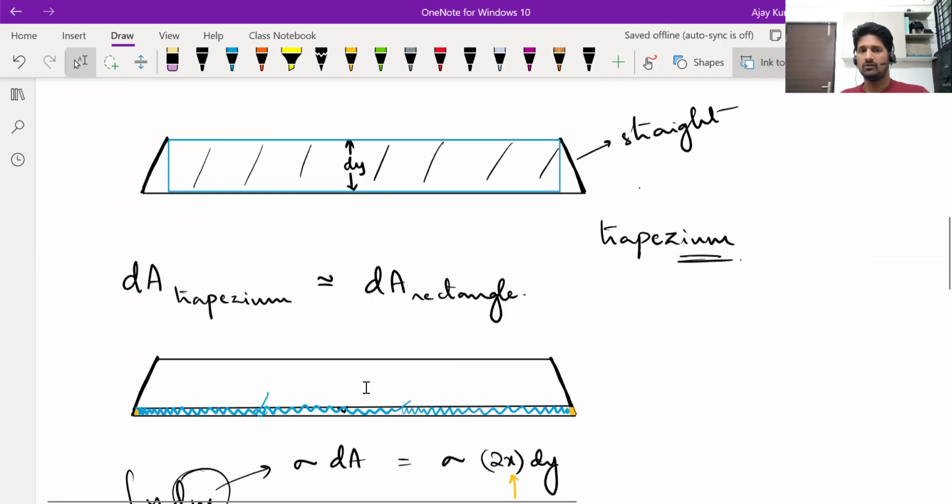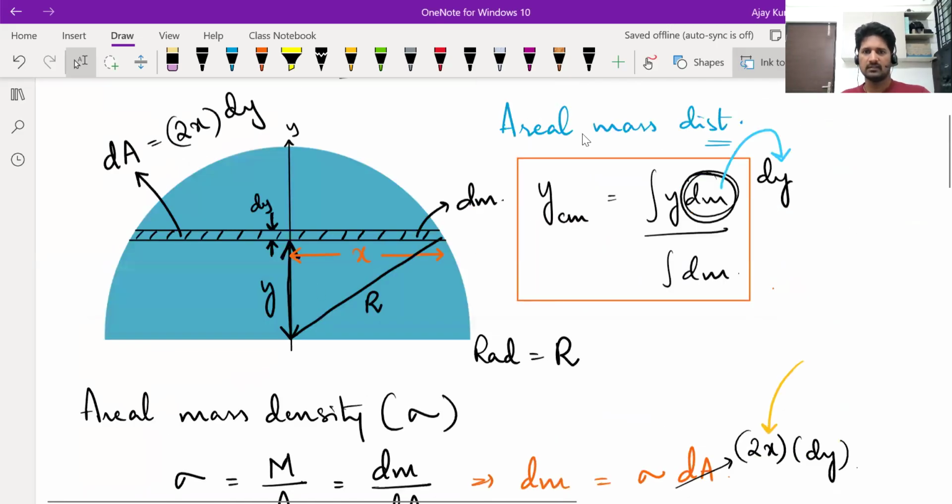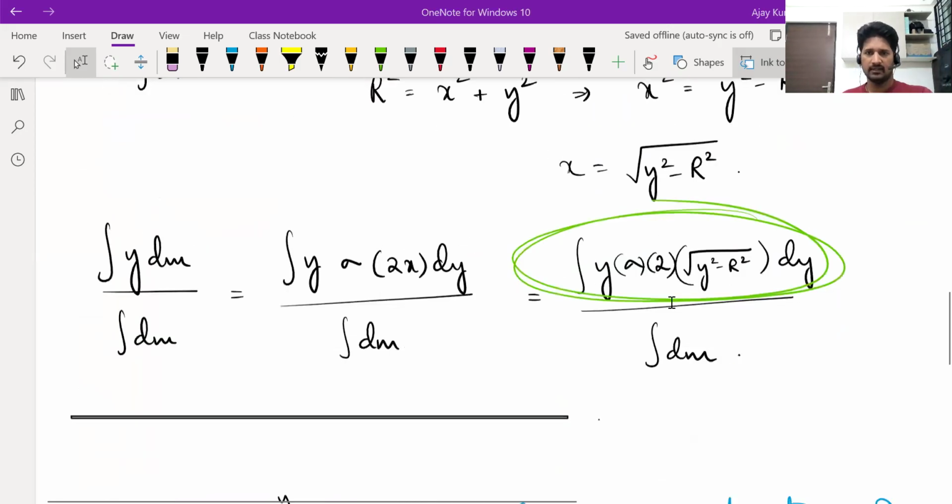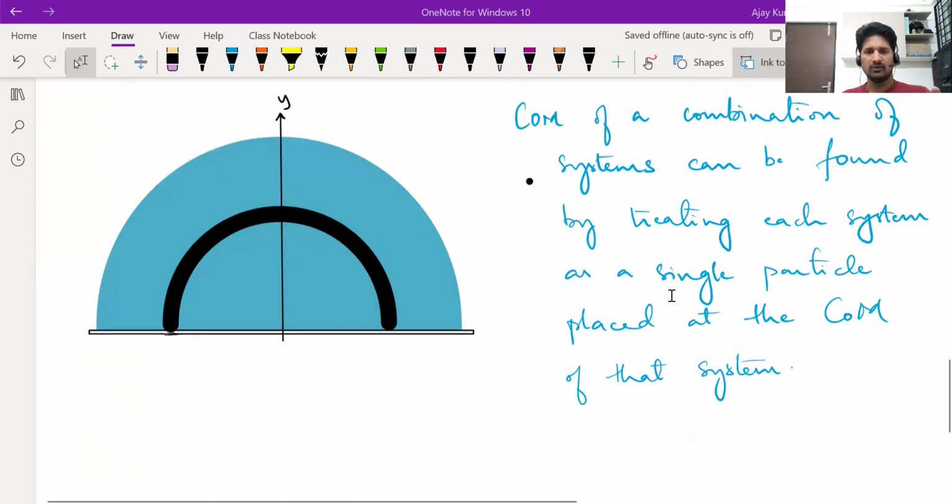And why are we treating it as a collection of semicircular rings? See, we could have taken the semicircular disk as a collection of rectangular strips, but that led us to a very complicated integration. So we didn't proceed along that way. The only other system whose center of mass we know is a semicircular ring. So we treat the semicircular disk as a collection of rings like this.